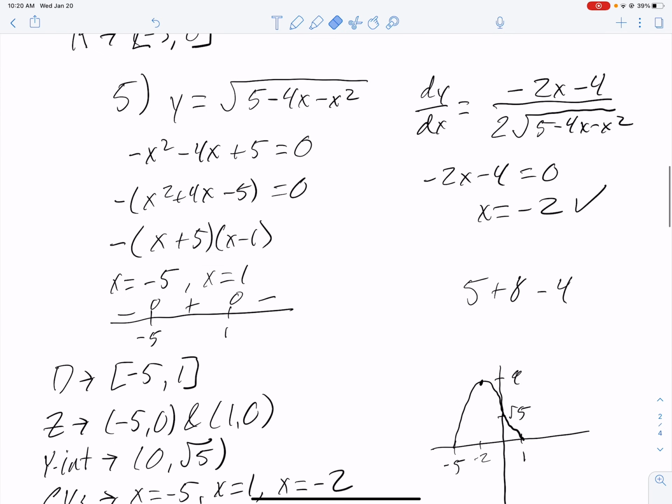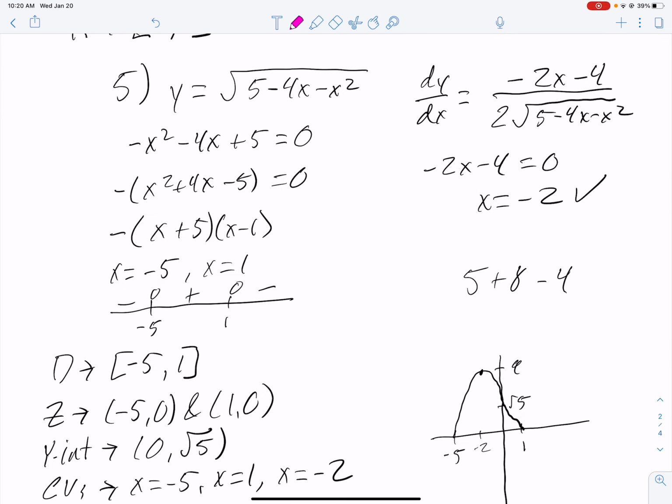All right, number 5. Again, I go through my process of getting my domain. I take what's inside the radical, set it equal to 0, factor and solve, knowing that the 2 zeros I get will also be critical values. Take my derivative, set what's in the numerator equal to 0, and this time what I get does fit in my domain.